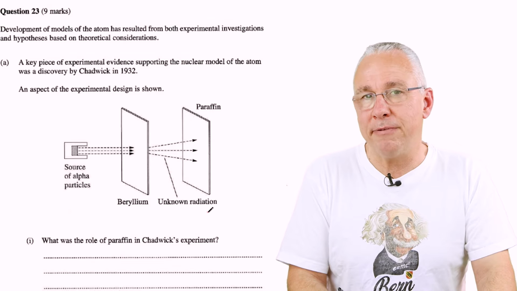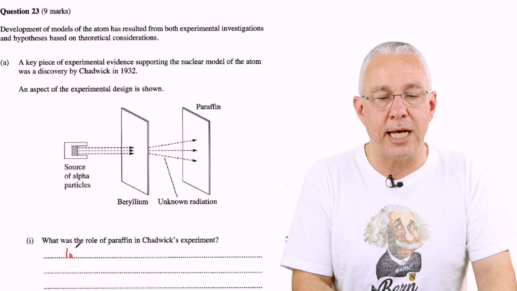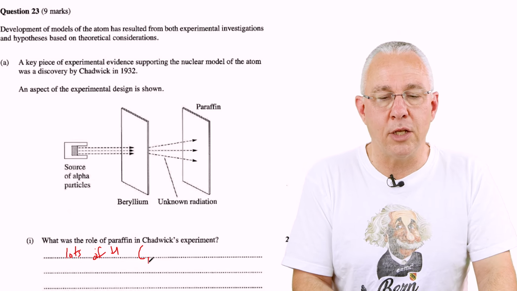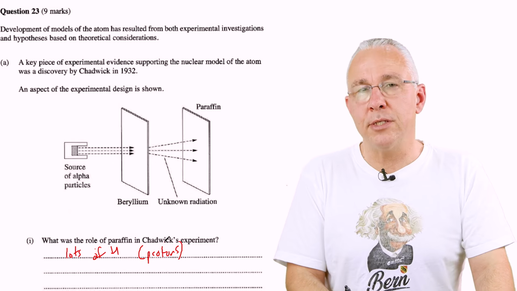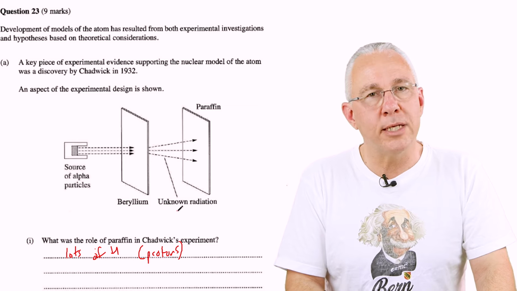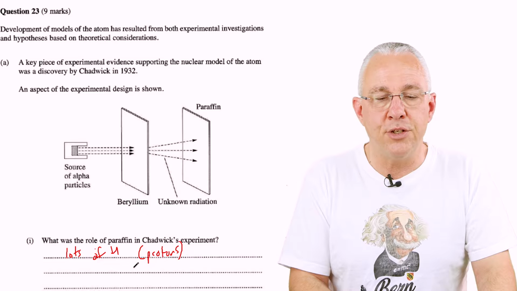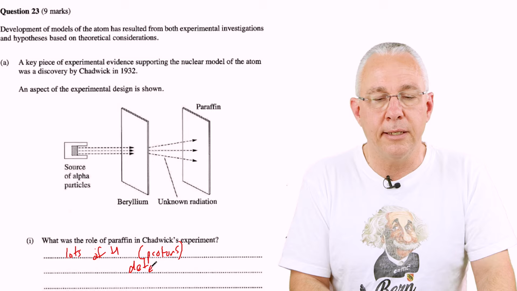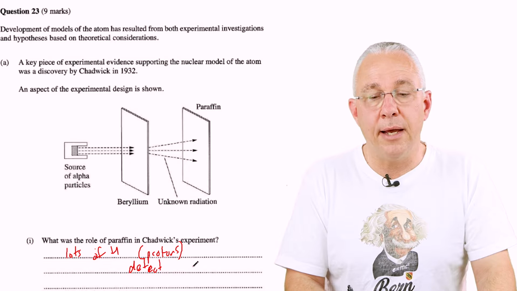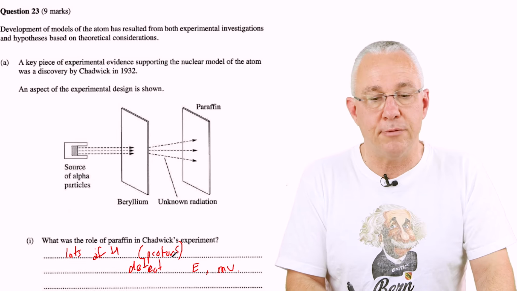Well, in essence, paraffin is a very large carbohydrate. It has lots of hydrogen atoms. In other words, it has lots of protons. Now, the thing about protons is that they are charged, which means that you can detect them with some sort of detector that responds to the presence of charges. And so therefore, these protons were able to be detected. Now, that also means that their energy can be determined and their momentum can be determined. And so the role of the paraffin is to provide these protons as a result.